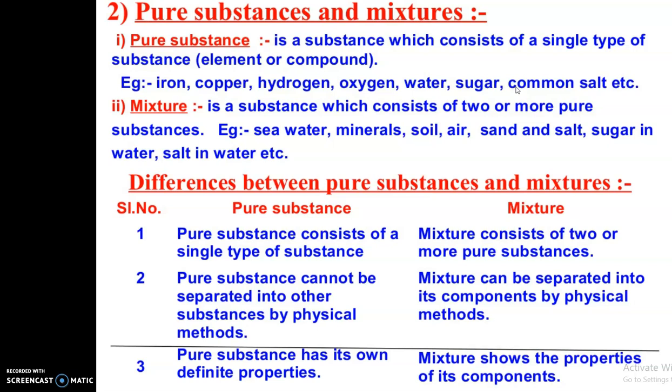We'll see what the differences are between pure substances and mixtures. A pure substance consists of a single type of substance, whereas a mixture consists of two or more pure substances. A pure substance cannot be separated into other substances by physical methods, but we can separate mixtures by physical methods. A pure substance has its own definite properties, but a mixture shows the properties of its components.